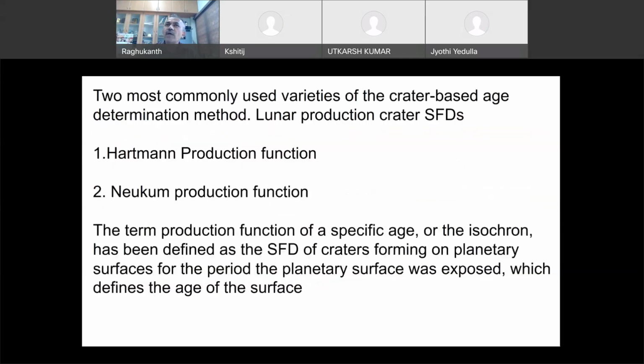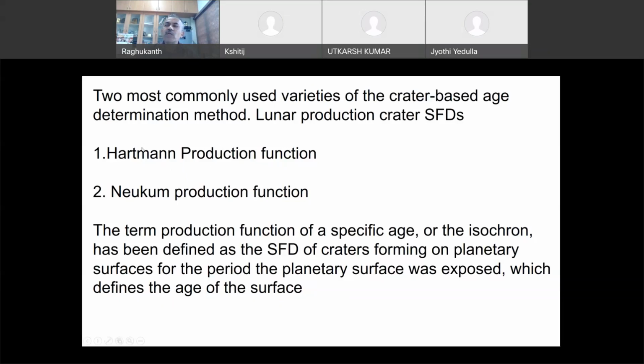Right now, in crater counting, there are two very famous SFDs, which are the production functions. Not all of these have been perfectly derived and validated for Moon, but they have translated them to other terrestrial planets also. One is the Hartmann production function, HPF, developed by Hartmann, also from NASA I think. The other is Newcomb, also a NASA professor or something. So they developed these production functions. Two things are widely used.